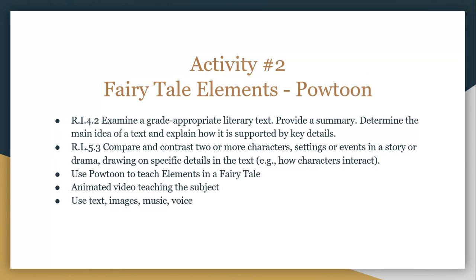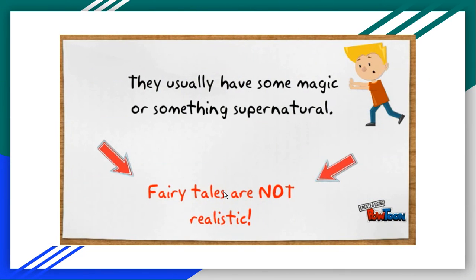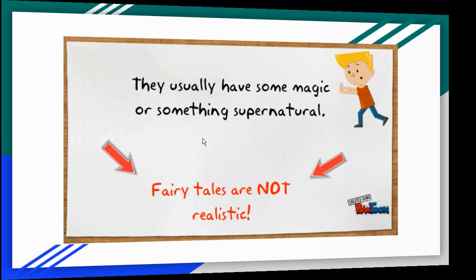The second activity in the lesson is fairy tale elements. Powtoon. These are the standards that we will be using in this lesson. Use Powtoon to teach elements in a fairy tale. So Powtoon is an animated video teaching the subject. So for example here, the teacher comes out, says, hello, let's learn about the elements of a fairy tale. And it goes on to the next slide and using animated characters.